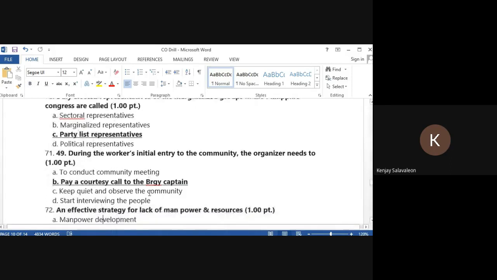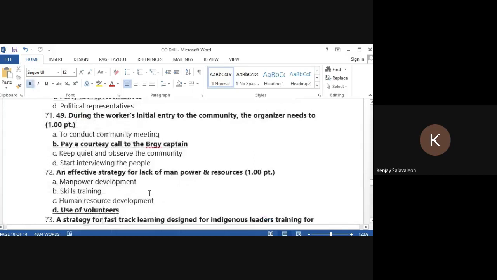Number 71. During the worker's initial entry to the community, the organizer needs to pay a courtesy call to the barangay captain. That is our SOP. The consequence of not making a courtesy call is that, later on, the barangay captain might not support whatever initiatives you are trying to make within the community. Because we give due respect to the duly elected official. And even to informal leaders, because we know that within the community there are also informal leaders who have almost the same power as the elected officers. That applies too.